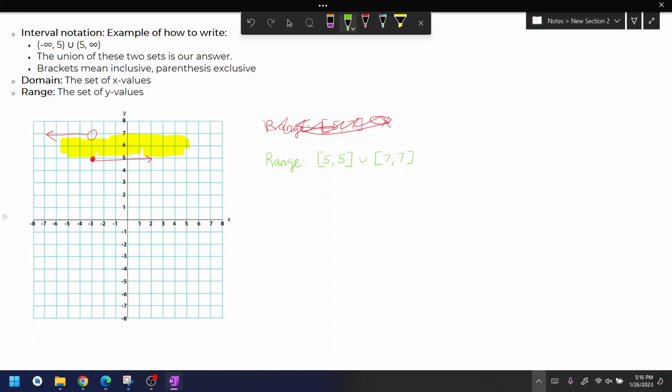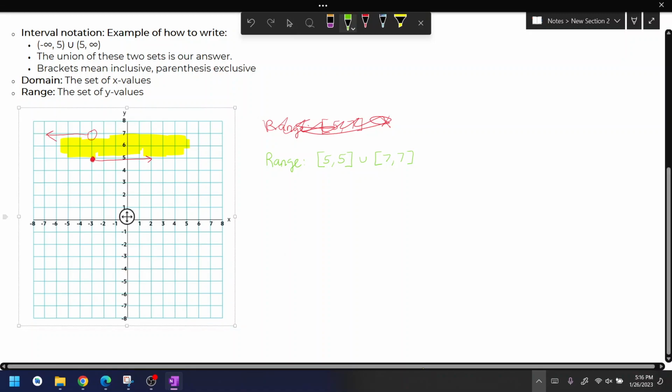And also this open circle would not affect whether we include it in the range or not, because even though there's an open circle right here and it's at y equals 7, there's all these values that are also y equals 7, so we include that in the range.